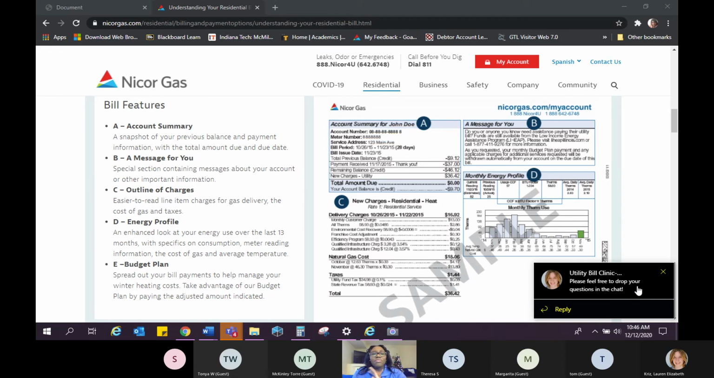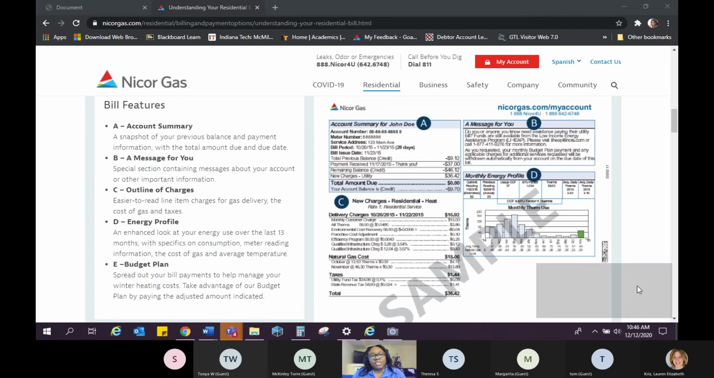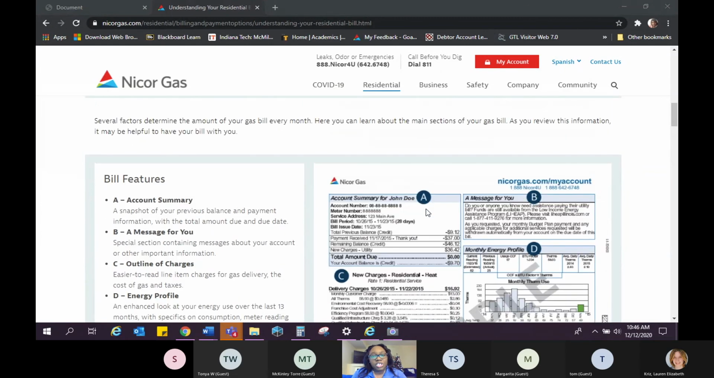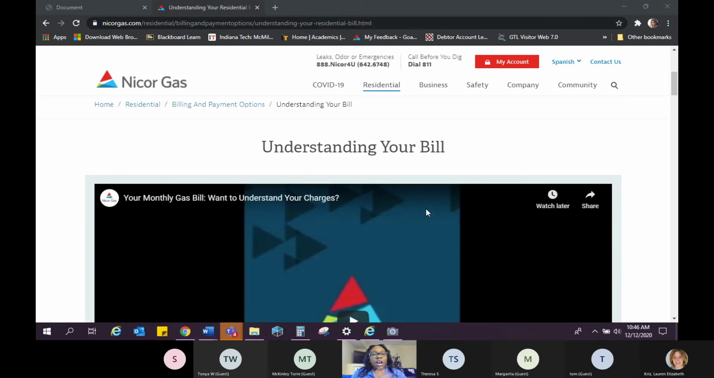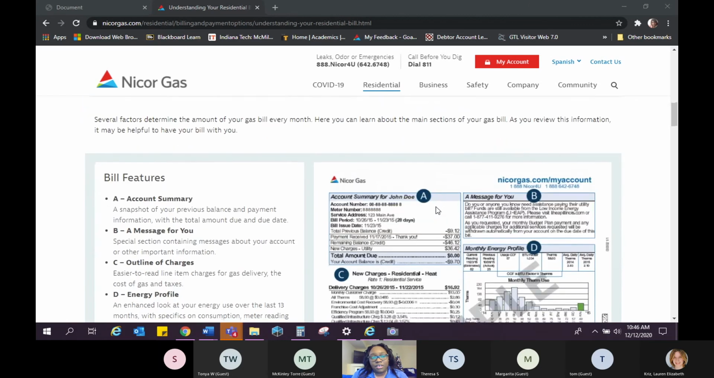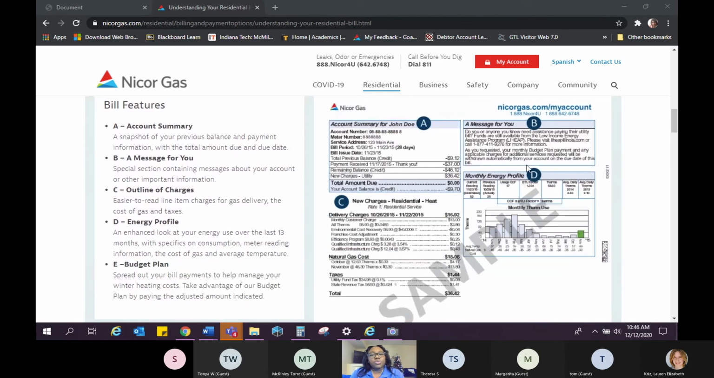So what I have up front on the screen is, like I said, a NICRA gas utility bill. This is just going to be the basics. I do have another bill that I would like to show you for those customers that may have additional things that they pay for on their bill, but we're going to start here. By the way, this bill that I'm going over is on our website. I will put this in chat once I'm done, but Understanding Your Bill is actually on our website. So the different bill features, we'll start with A.